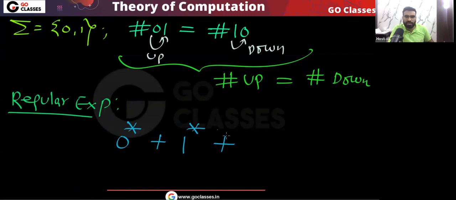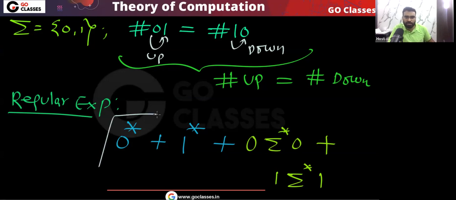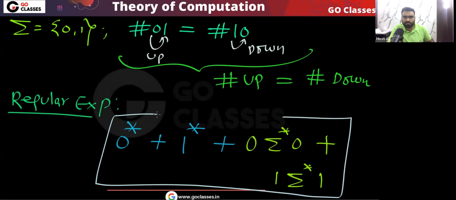So what about the remaining? The remaining will be like this. If you start with 0, you should end with 0. And if you start with 1, you should end with 1. Is this clear? Please tell me. If you are starting with 0, you should end with 0. If you are starting with 1, you should end with 1. Please tell me, did you understand? Let me know. So this is the regular expression. Let me know, did you understand this point?